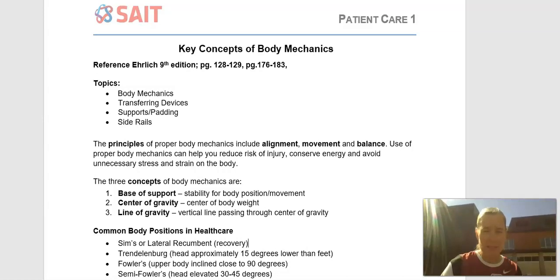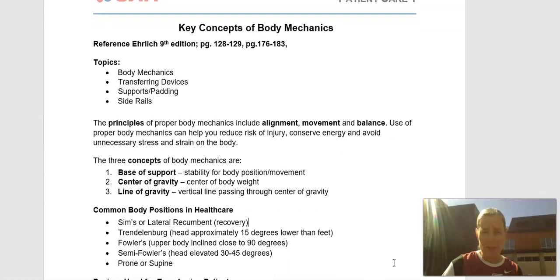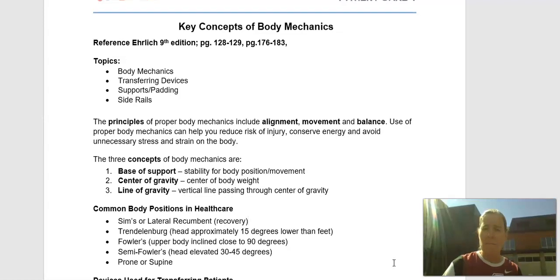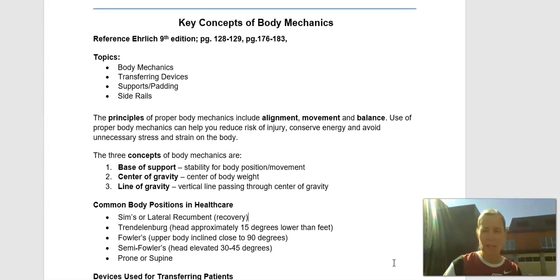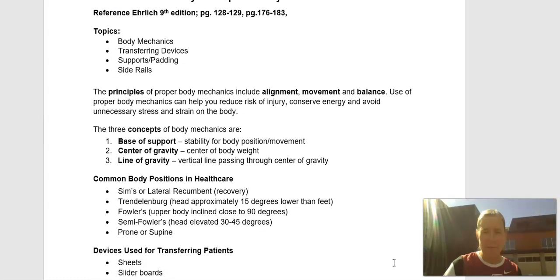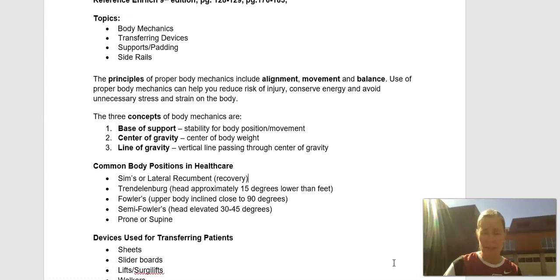Okay, when it comes to the principles, that's a key word there, principles of body mechanics, we must consider alignment, movement, and balance, in order to use proper body mechanics, and to help reduce the risk of injury and conserve energy and avoid any undue stress and strains to your body. The principles of body mechanics include alignment, movement, and balance. Think about an athlete and how in many sports it's very evident that balance and movement and alignment is what really contributes to the abilities of athletes being able to perform the amazing different feats that they do.